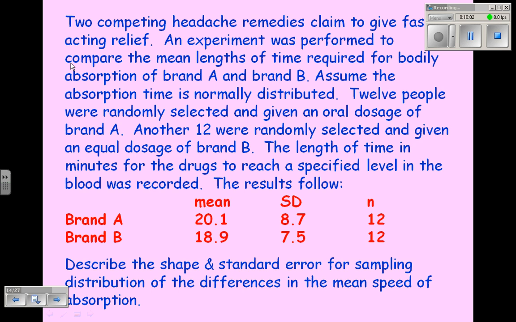Describe the shape and standard error for the sampling distribution. Well, if we're looking at the differences in the mean, then we would subtract them. It's a normal distribution because both A and B were normal. The mean would be 20.1 minus 18.9. The standard error would be 8.7 squared divided by 12 plus 7.5 squared divided by 12. Add those together and then take the square root, and that gives us a standard error of 3.316.